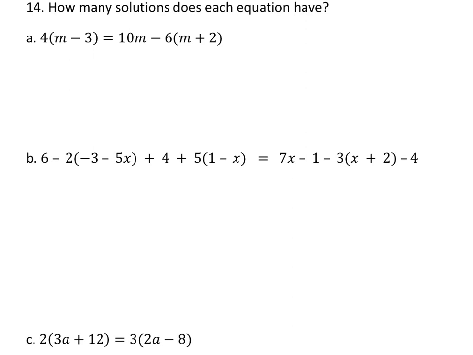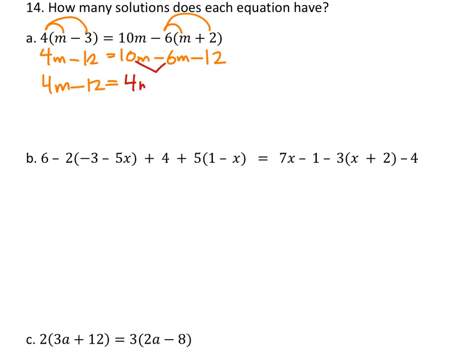Number 14 has 3 parts, and it's just asking how many solutions each one of these equations has. So we'll simplify each of these again. I've got 4m times negative 3, which is 4m minus 12. This should equal, let's see, I'd have 10m. Negative 6 times m is negative 6m. And negative 6 times 2 would be negative 12. Further simplifying this, I'd have 4m minus 12, nothing to simplify on the left. But 10m minus 6m would be 4m. And then we still got that minus 12 there.